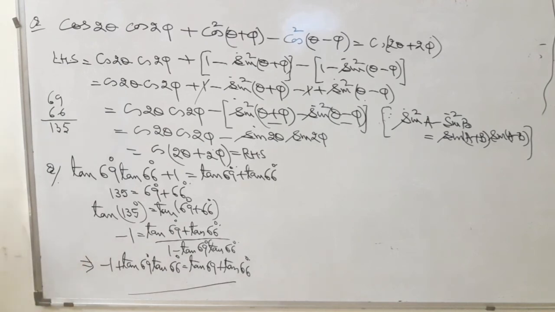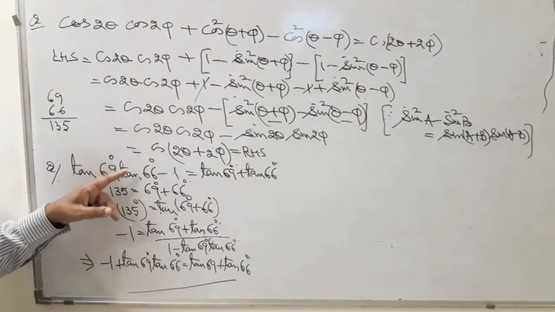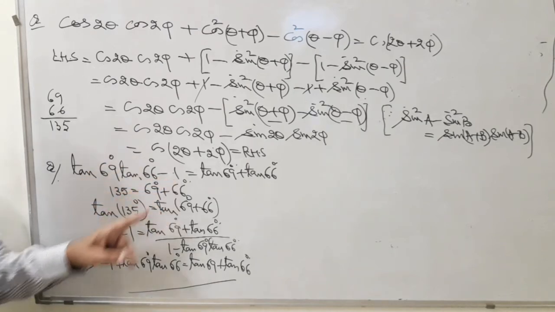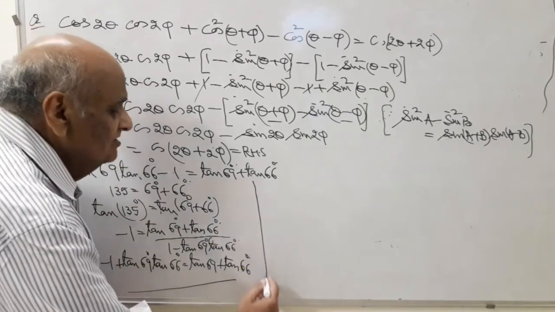In this case, there is some mistake in this. Okay, please make this correction. It is tangent 69 plus tangent 66 minus 1. Here it is minus 1 plus this is equal to. Now you see, almost such types of questions are given in the book.